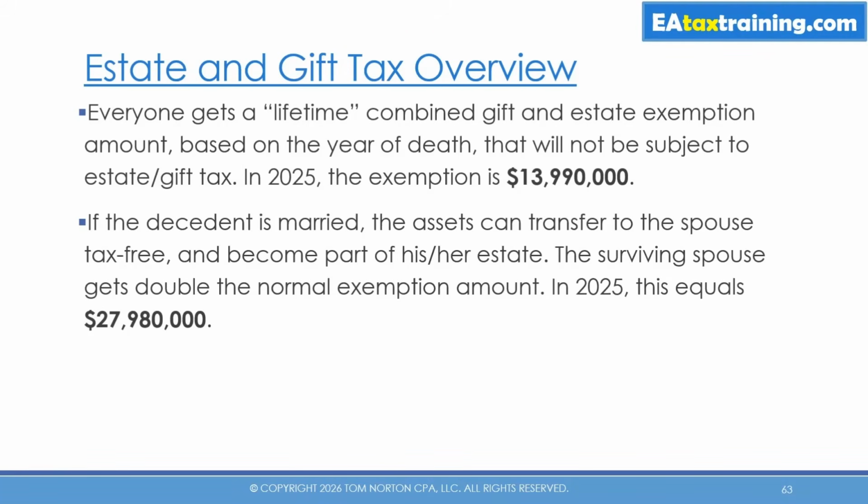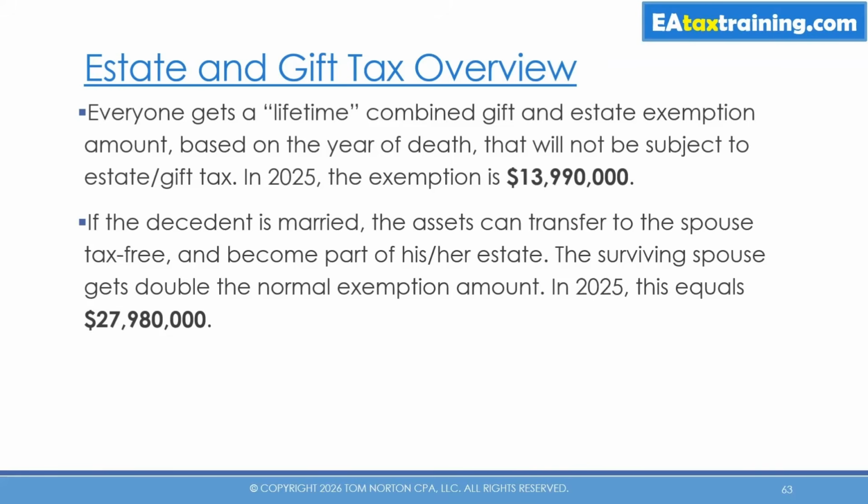It is only going to apply to wealthy people. And if the decedent is married, their spouse can actually get a double exemption. So you can have it set up so that when you die, your assets all transfer to your spouse. Then they will not become subject to estate tax until the spouse dies. But now the spouse gets a double exemption to $27,980,000.